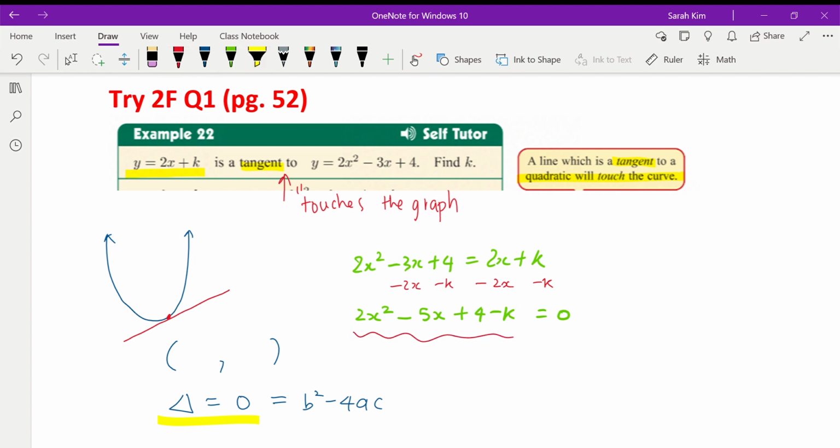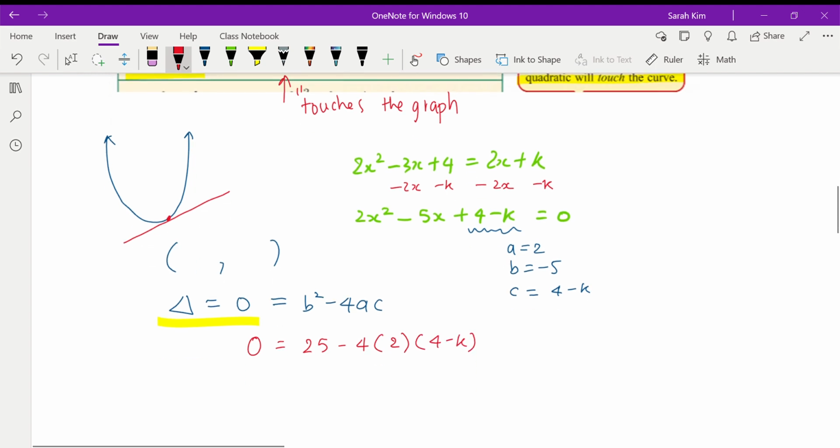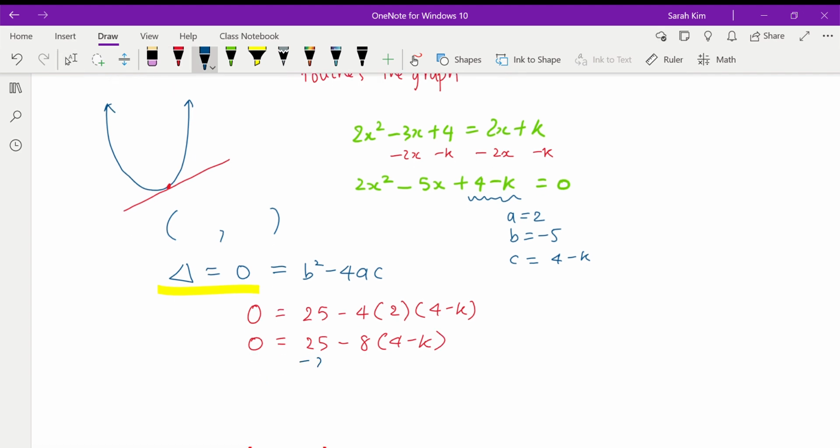Looking at this equation, I should be able to determine my a, b, and c. My a is 2, my b is minus 5, and my constant term is actually all of this, 4 minus k. Good start. So now I'm going to substitute it over here. The discriminant, which I want to be 0, would be b squared, so 25, take 4, a, and then 4 minus k as my c. So this is just the formula that I need to solve. 25, take 8, 4 take k. I'm going to rearrange and solve it. Minus 25, minus 25. Minus 25 equals minus 8 bracket 4 minus k.